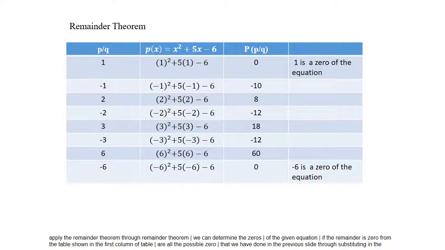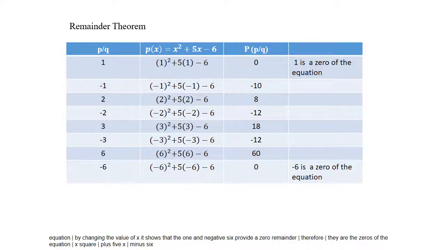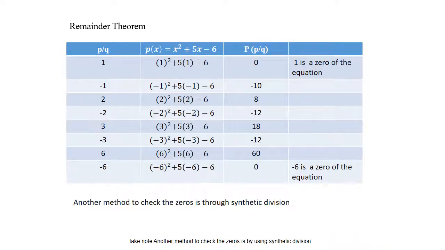Apply the remainder theorem. Through the remainder theorem, we can determine the zeros of the given equation if the remainder is 0. In the first column of the table shown are all the possible zeros that we found in the previous slide. Substituting in the equation by changing the value of x, it shows that 1 and -6 provide a zero remainder, therefore, they are the zeros of the equation x squared plus 5x minus 6. Take note, another method to check the zeros is by using synthetic division.